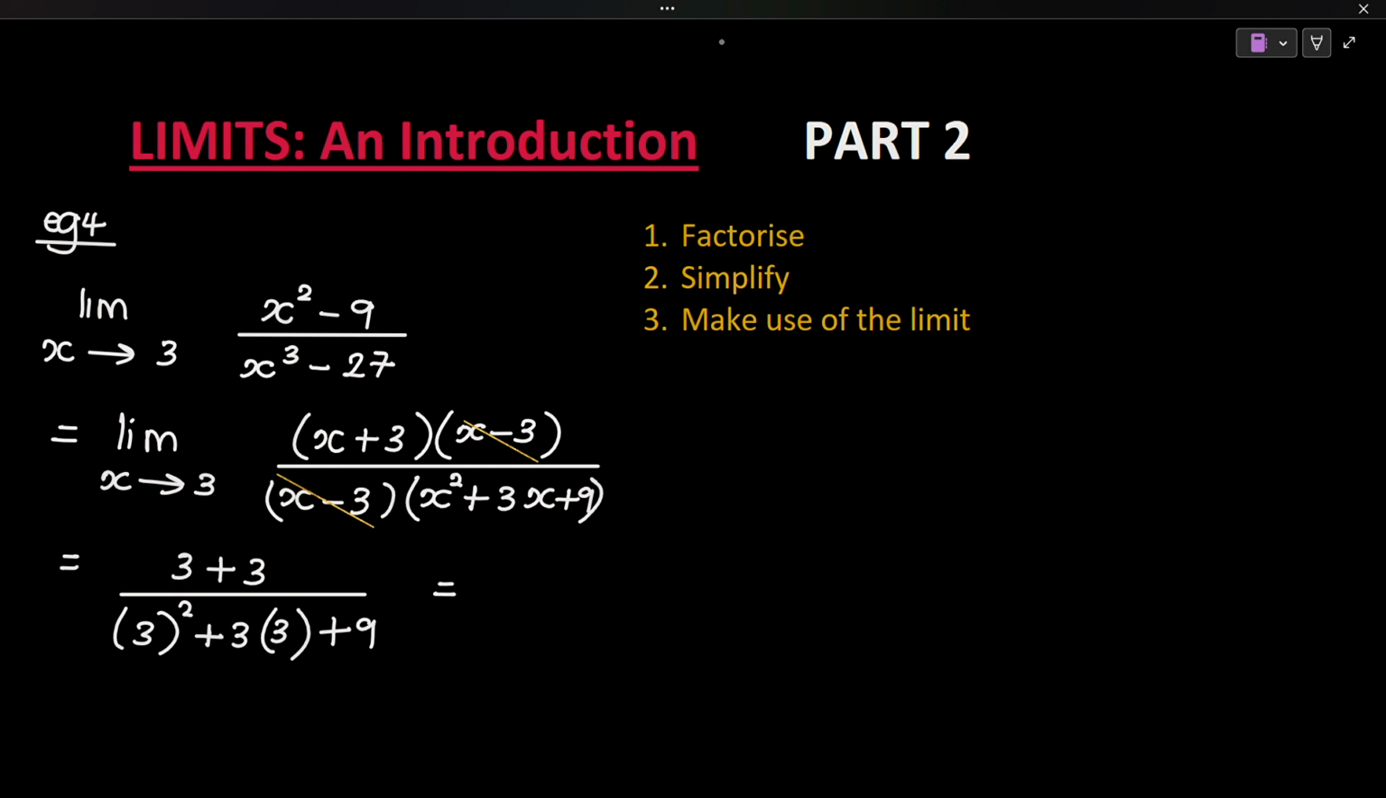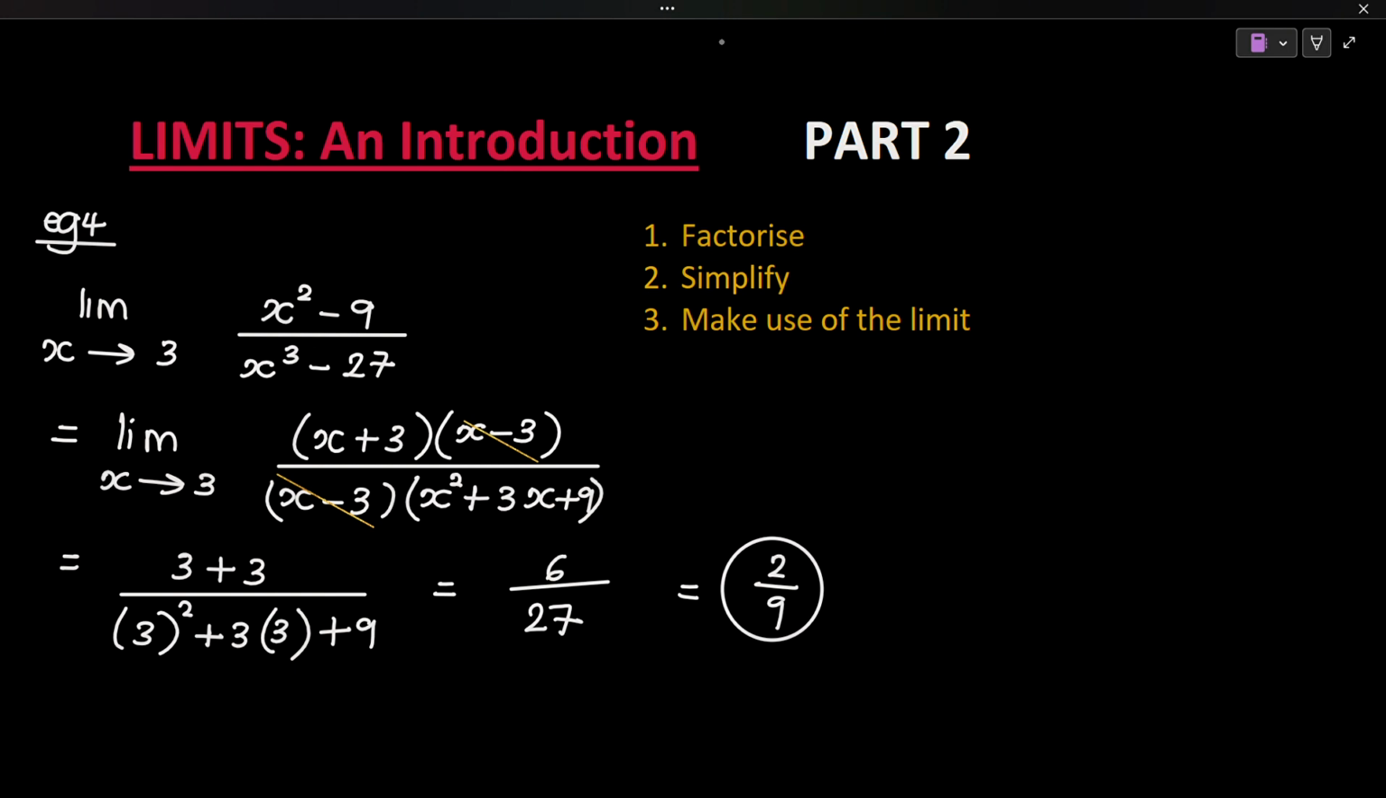Simplifying our numerator, 3 plus 3 is 6. In the denominator, 3 squared is 9, plus 3 times 3, which is 9. So we have 9 plus 9 plus 9, which is 27. And this fraction can be simplified. To simplify, we are going to end up with 2 over 9. That is because both the numerator and denominator can be divided by 3. So this is our final answer.